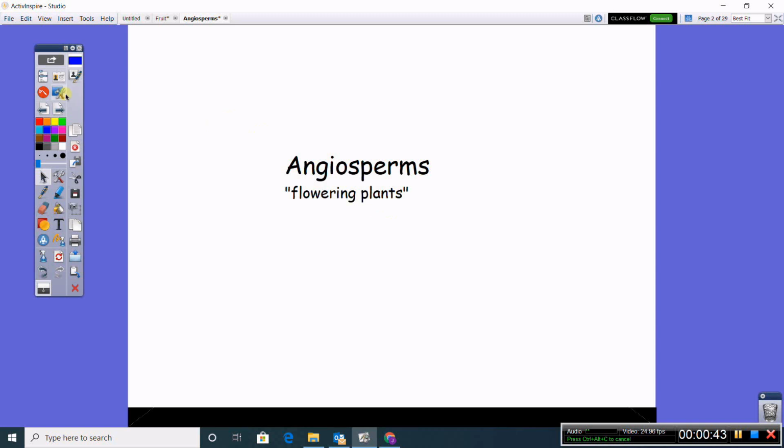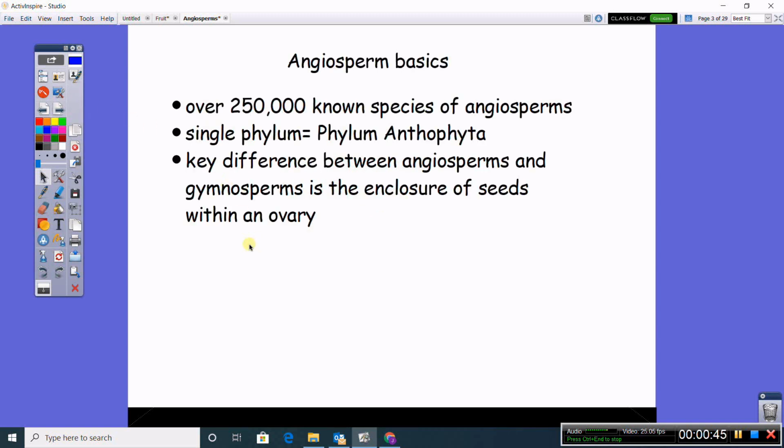So let's move on. All right, these are just some basics about angiosperms. There are over 250,000 known species, over that really. They are contained in a single phylum, phylum Anthophyta. And remember that the thing that makes angiosperms different from gymnosperms is that in angiosperms, their ovules are going to be enclosed in an ovary. So once fertilization happens, those ovules are going to become the seeds.